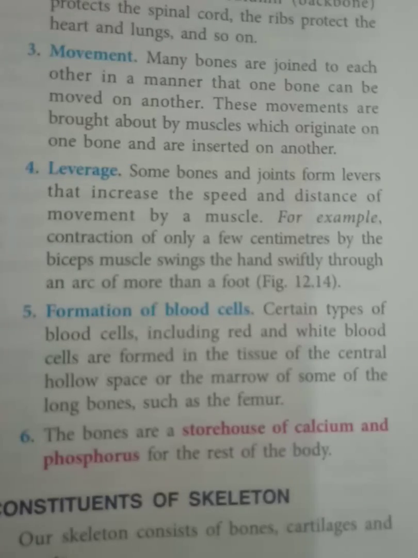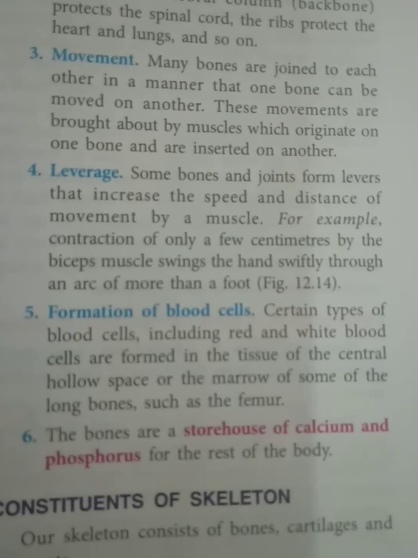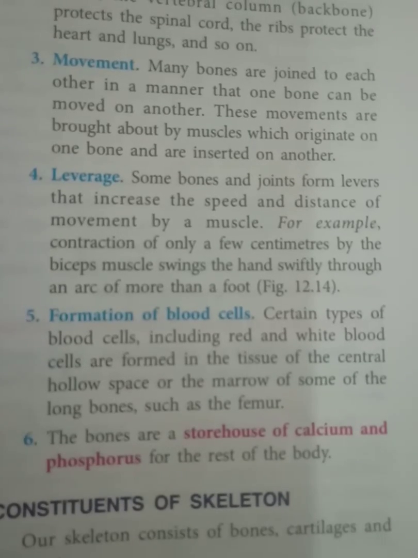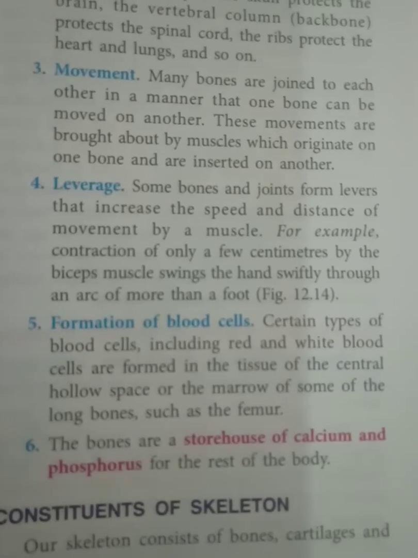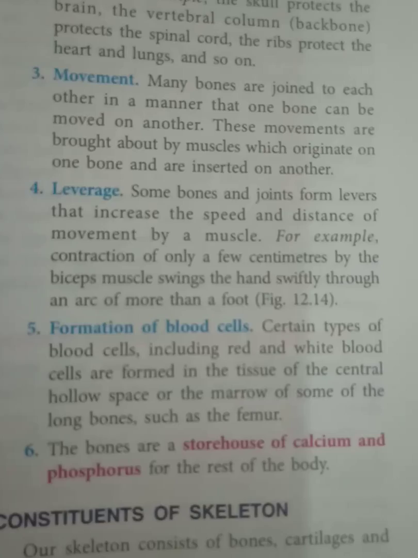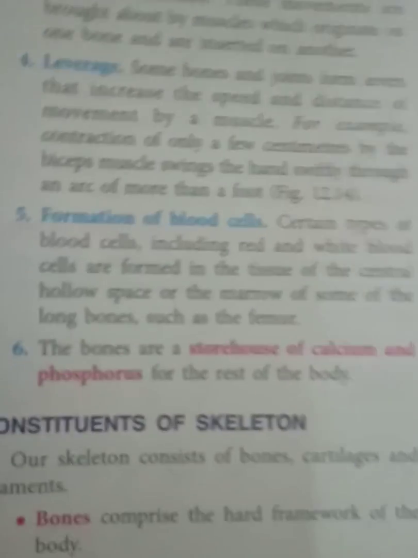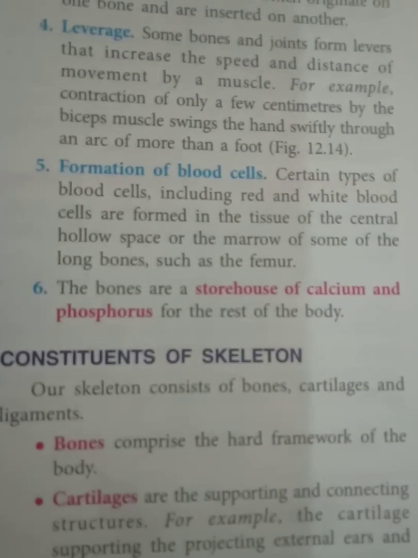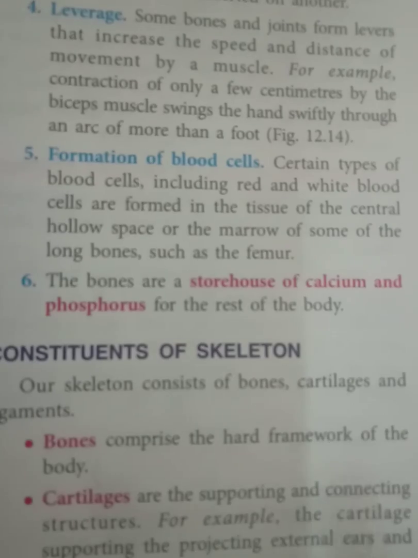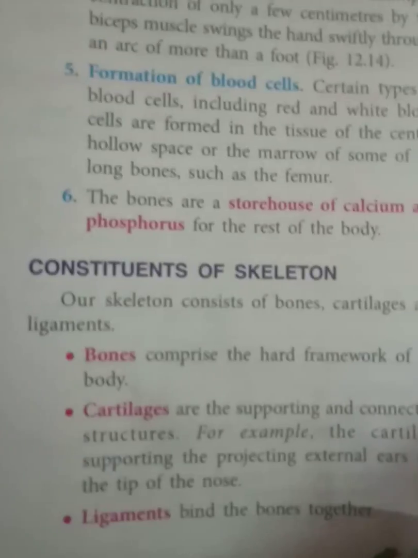Then formation of blood cells. Certain types of blood cells, including red and white blood cells, are formed in the tissue of the central hollow space, or the marrow, of bones, long bones especially. It is filled with a substance called bone marrow, and there these WBCs and RBCs are formed. Then bones are also a storehouse of calcium and phosphorus for the rest of the body, because the mineral part of bone contains their salts only.